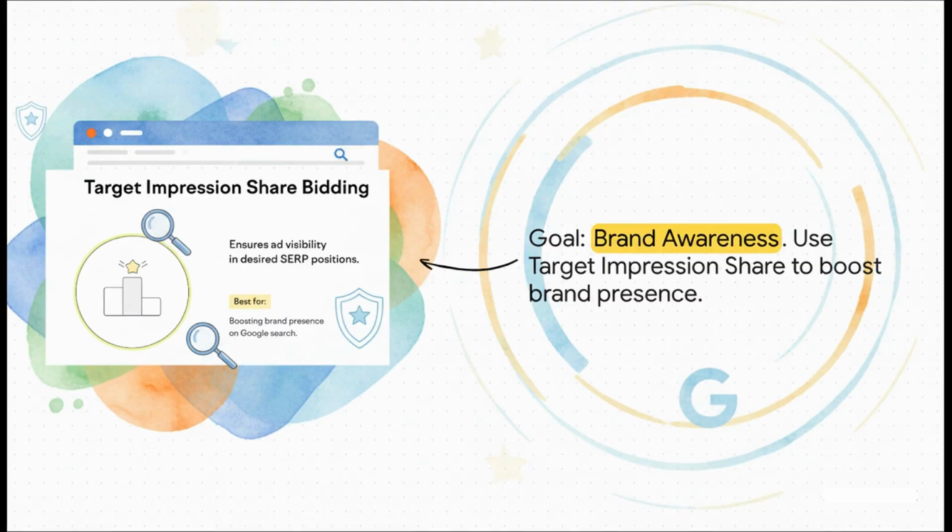But what if you just want to make sure your ad is always there when someone searches your company's name? That's all about brand protection. For that, you'd use Target Impression Share. It basically helps you dominate the search results for your own brand terms, shielding you from competitors who are trying to bid on your name.